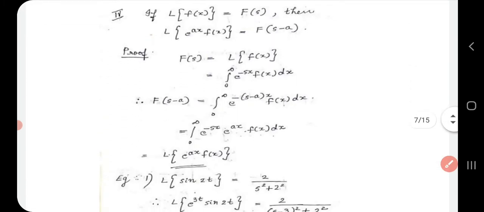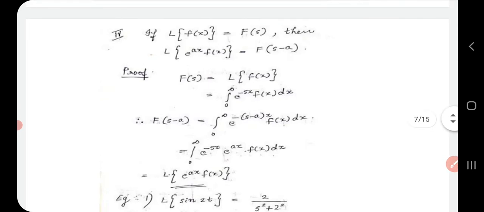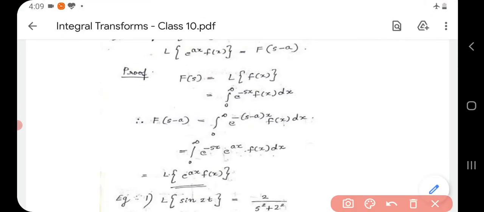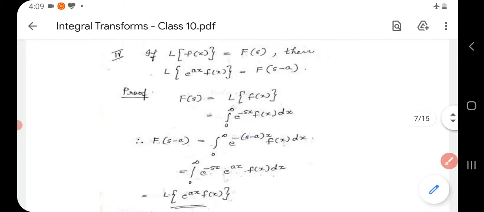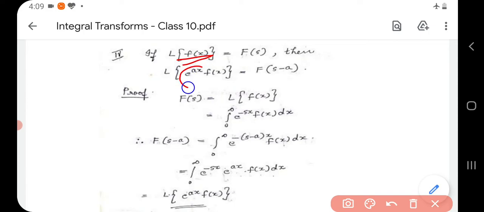Now another theorem. If Laplace transform of f of x is equal to F of s, then Laplace transform of e raised to ax f of x will be equal to F of s minus a. That is, here in between you are having e raised to ax. So in your formula, in place of F of s, it will become F of s minus a. Okay, so just begin with the formula.